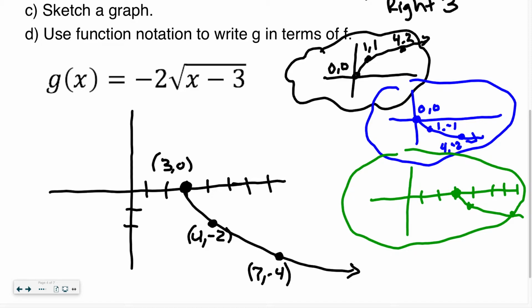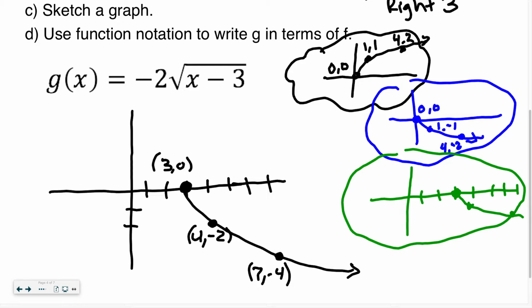I will be checking on quizzes and tests that you have at least 2 accurate points. So you want to be able to figure out a way where you can stretch or shrink appropriately without calculators and get accurate points. You can always test them in a table of values or test them in the function if you need to. Okay, but that would be our graph.